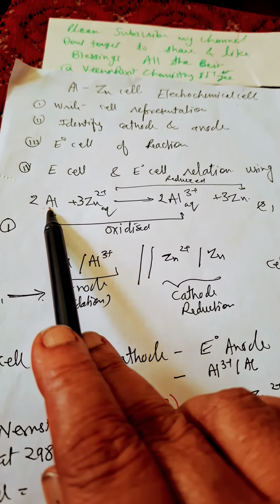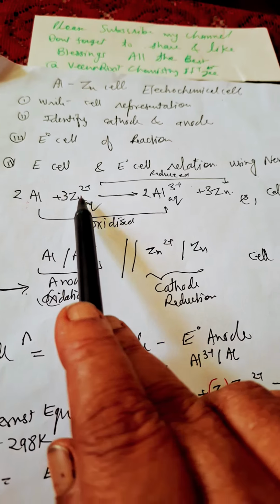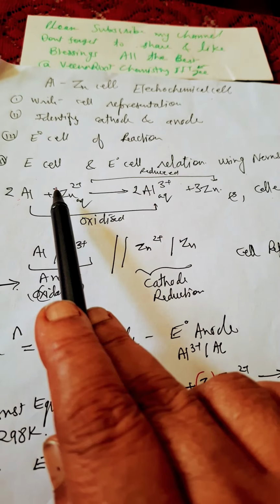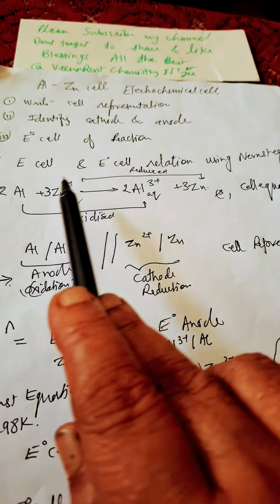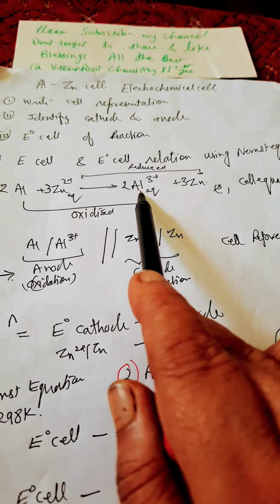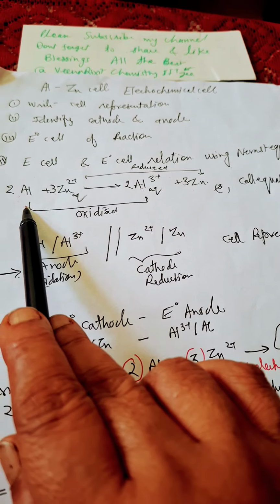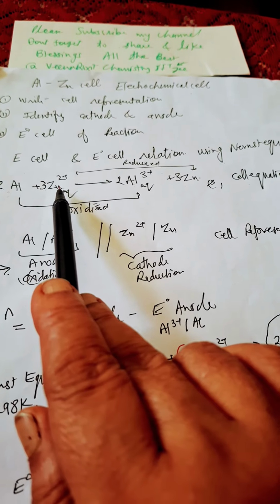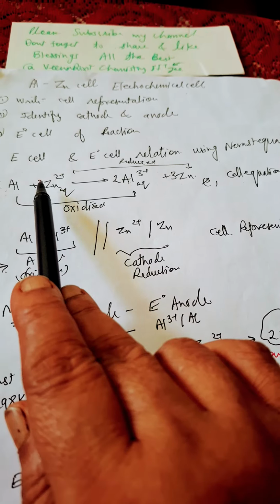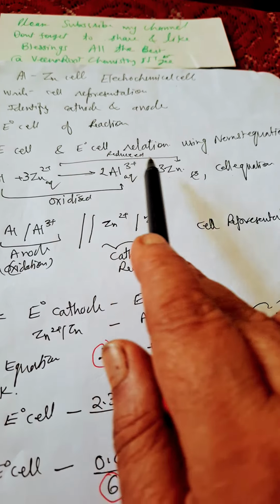So aluminum reacts with Zn2+ ions and reduces Zn2+ to zinc. Aluminium itself is oxidized to Al3+. Aluminium is a better reducing agent, so it will reduce Zn2+ to Zn.